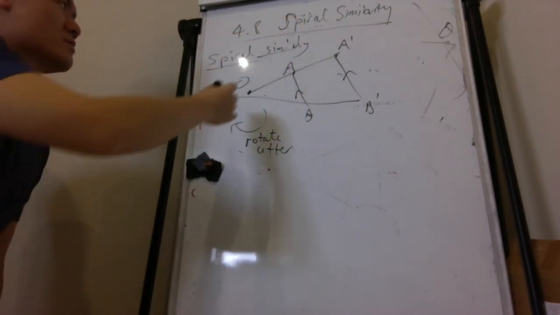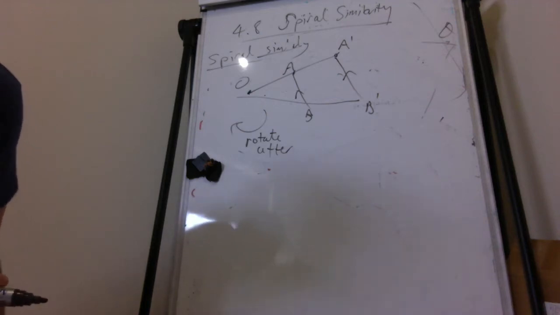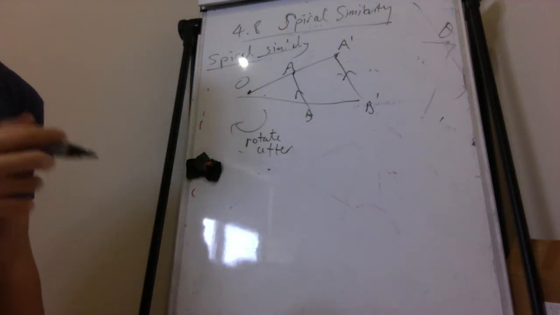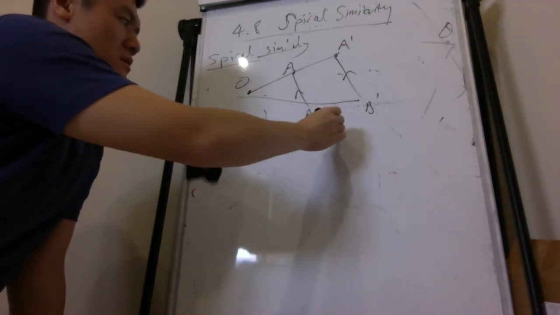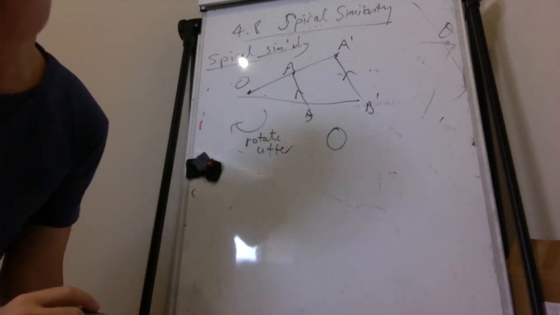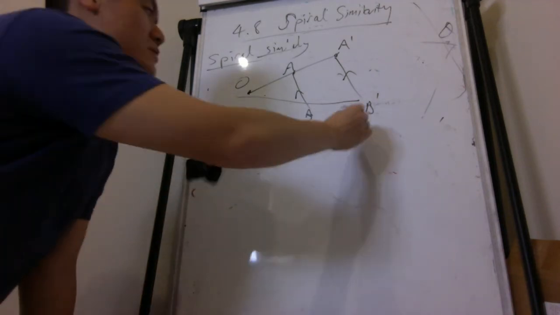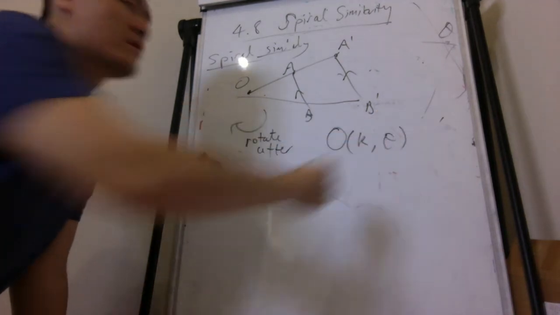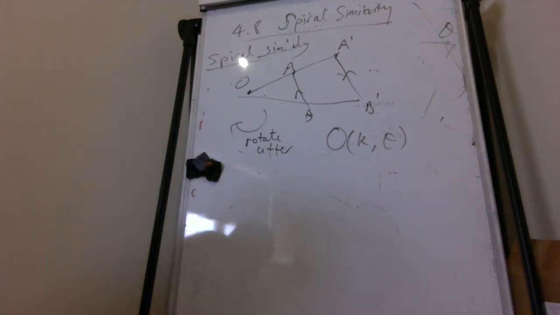So do a central dilatation about O, then rotate. So then this is a notation. We have a notation for this now. So this was one of the things we said at the start but never explained. O is the center, K is the ratio, and theta is the angle. Okay? Does that make sense?